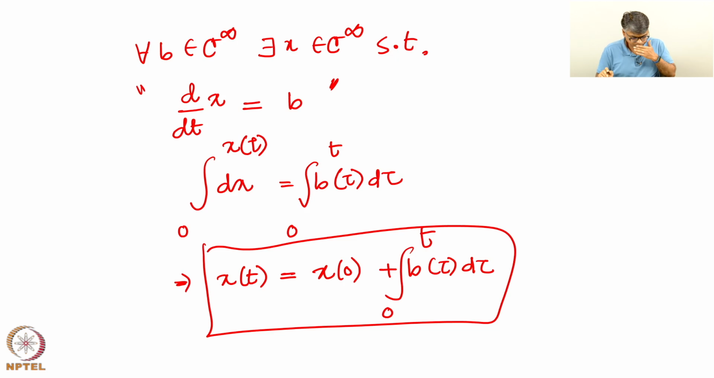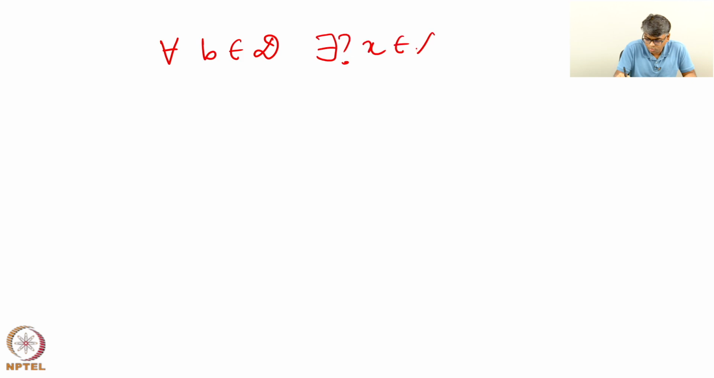Now notice that for C infinity, the fundamental principle works, but suppose I want compactly supported trajectories. I ask the same question: for all compactly supported b, is it true that there exists an x which is also compactly supported such that dx/dt is equal to b? Is that so? The answer is no.